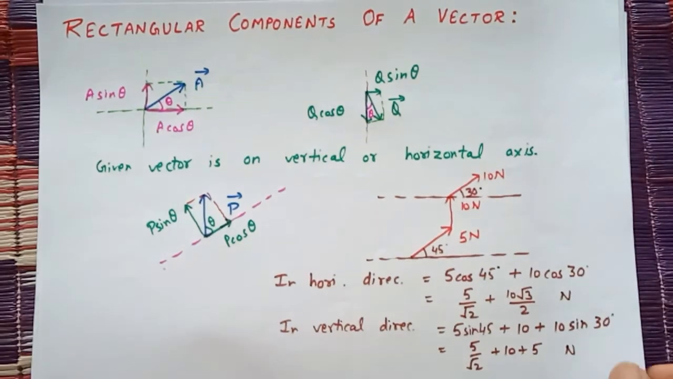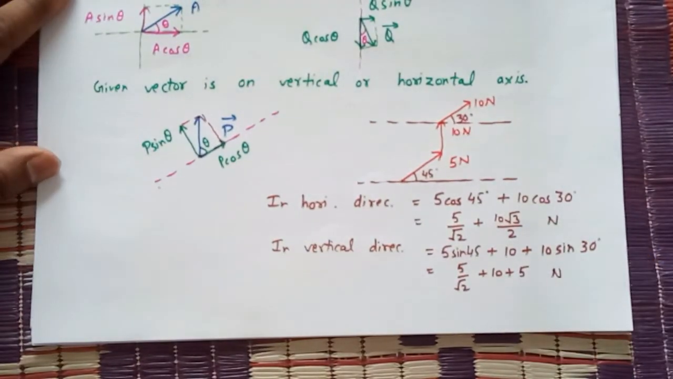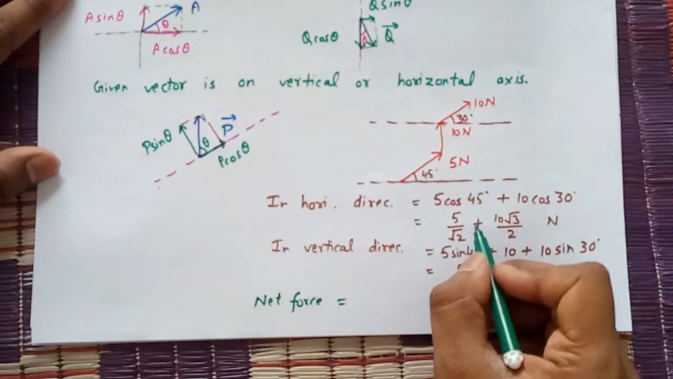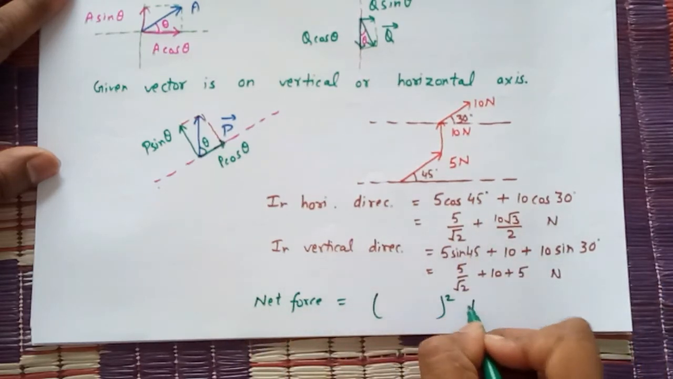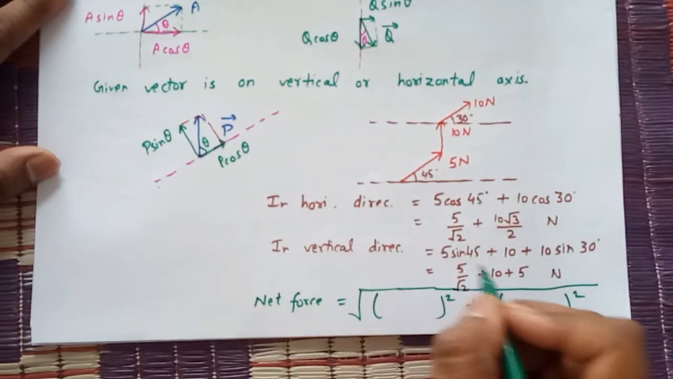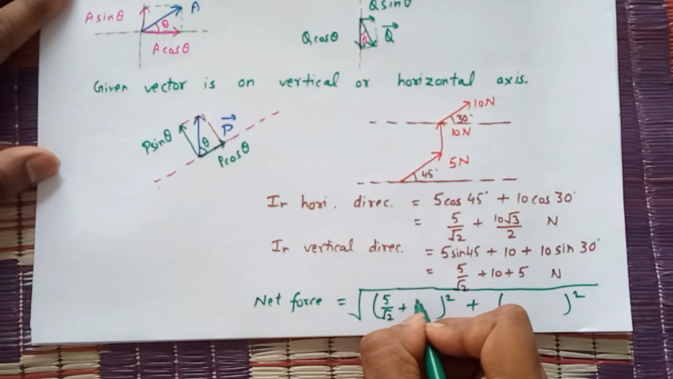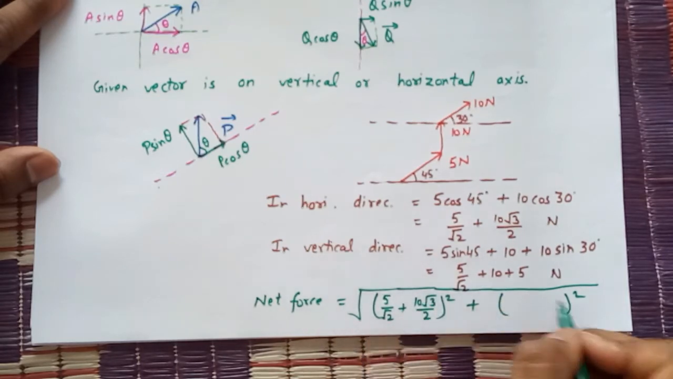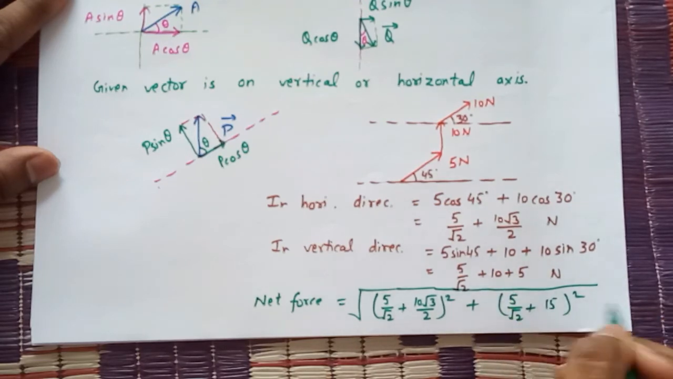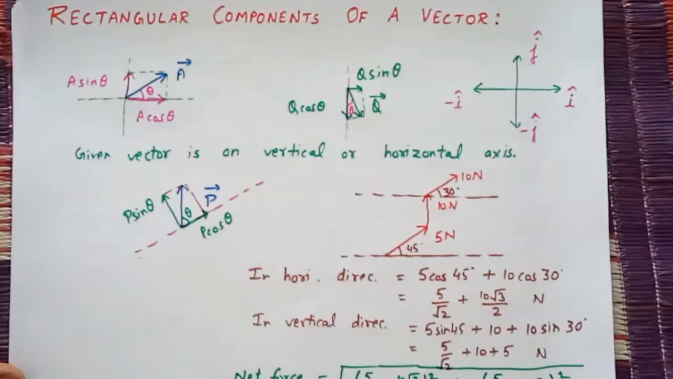If I want to find the total force, how do I find it? The net force will be the magnitude of this one. Horizontal is this much, 5 by root 2 plus 10 root 3 by 2, and in vertical it is 5 by root 2 plus 10 plus 5, that is 15. We will solve this and we will get the net force for this diagram.